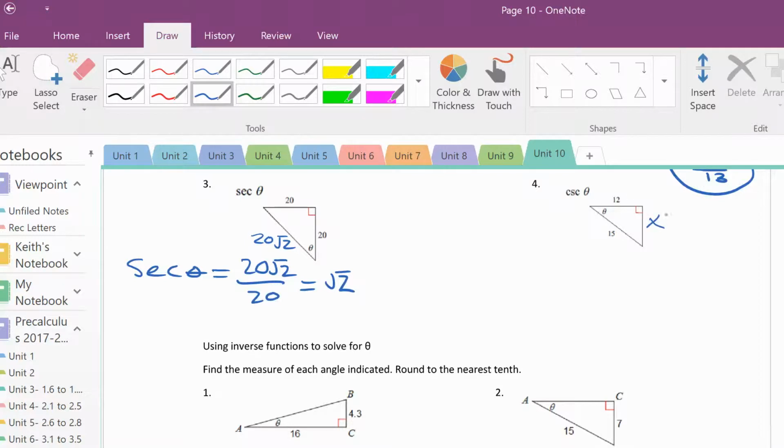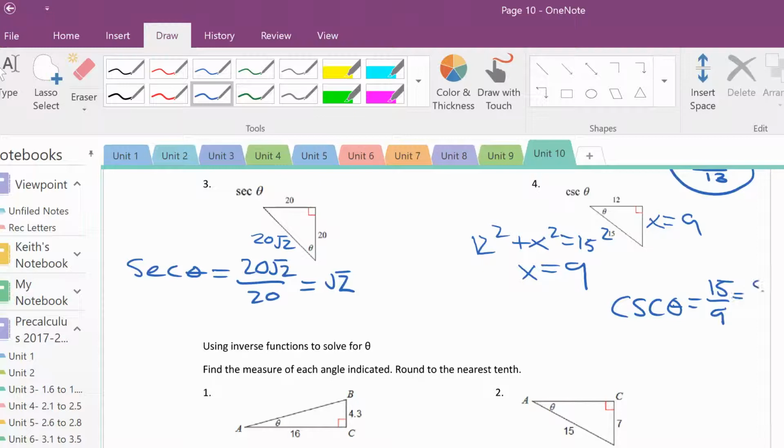Here, you do the Pythagorean theorem. And when you do that, you get that x equals 9. So the cosecant, remember, is hypotenuse over opposite, so it's 15 over 9, which is 5/3.